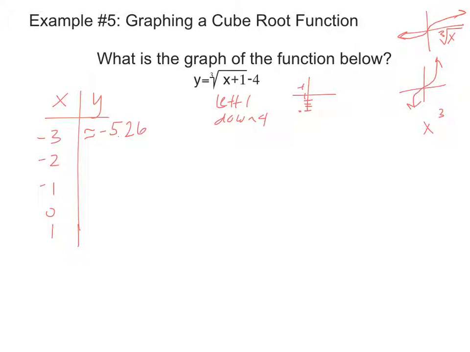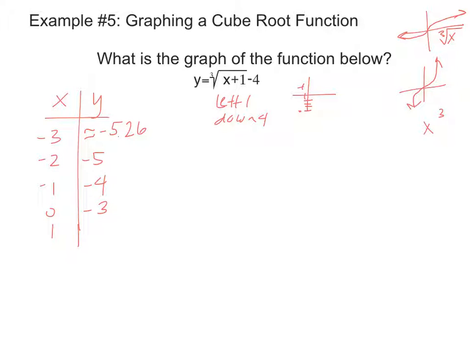-5.26. Okay, if I substitute in -2, that would be the cube root of -2 plus 1, which is -1, and then -4. Which would be -5, exactly. The cube root of 0 essentially is just 0, and then -4 will be -4. If I substitute in 0, the cube root of 1 is 1, and then 1 minus 4 is -3.